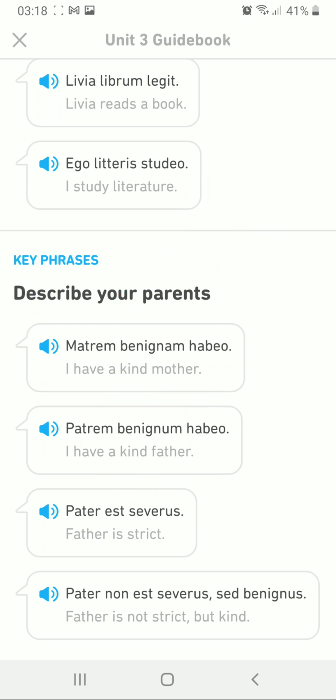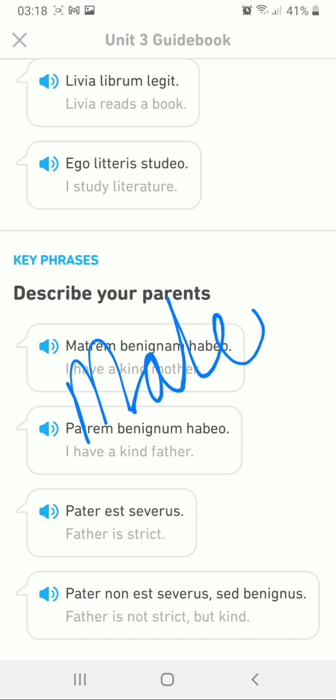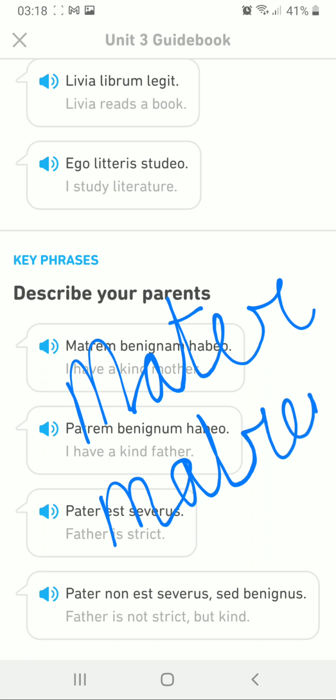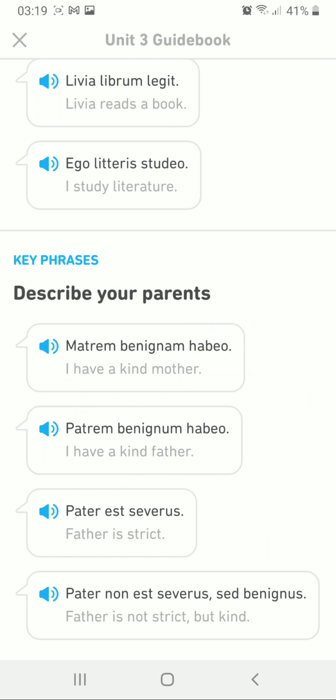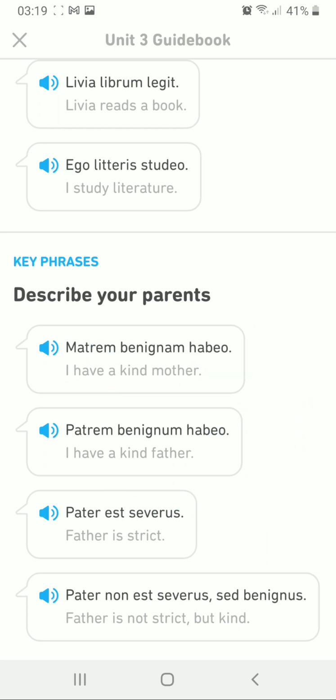So how do we say mother in Latin? We know that. It's simply mater. So mater becomes matrem. Mater, matrem. Okay. And the adjective benigna also becomes benignam. Okay, let's see the next one.